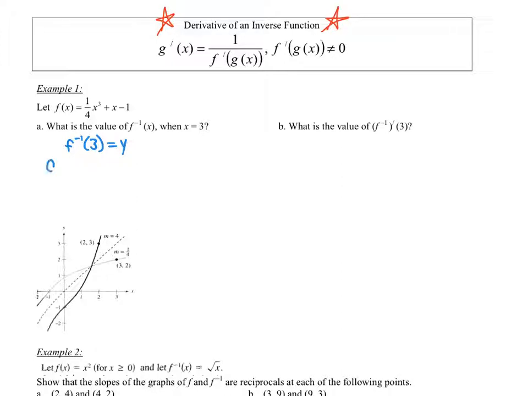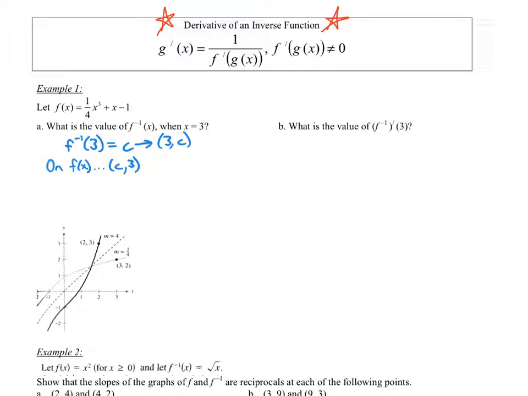Now, on the function f, okay, let me not use y because that's going to confuse things. I'll just use c. Okay? So, on our inverse, that's the point 3, c, right? On f, that's the point what? c, 3. So how am I going to figure out what c is? Plugging in 3 for the f of x.